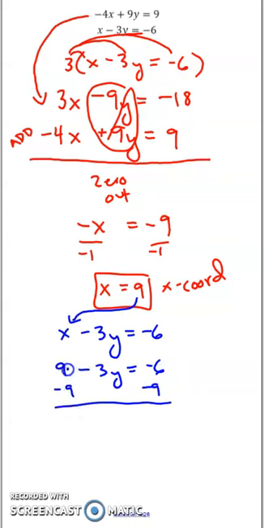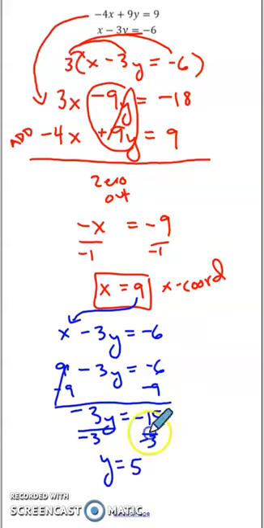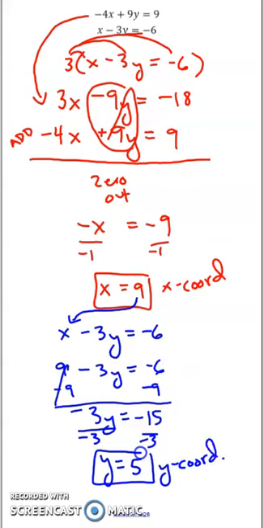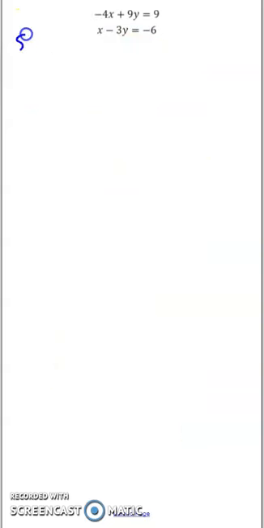All right, so I'm going to zero that out. -3y equals -15. I want a +1 coefficient. So divide by -3, y equals +5. Negative divided by negative. That gets me +5. Okay, I'm almost there. I think I know my solution should be 9, 5. And then what do we have to do? We have to check. All right, so let's check it out.